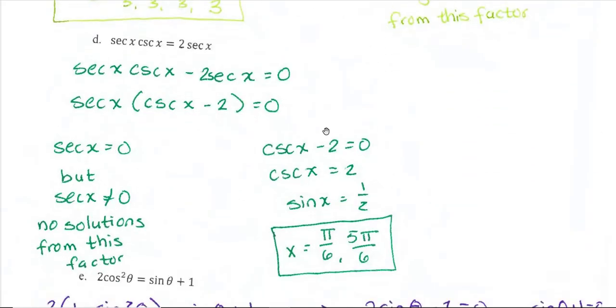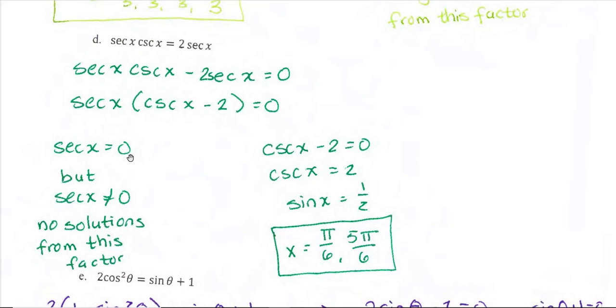Here we have secant of x times cosecant of x equals 2 secant of x. Get everything on one side of the equal sign, 0 on the other. So I'll subtract 2 secant of x from both sides. Notice they both have a common factor of secant, so we pull the secant out, and we set the factors equal to 0. Secant of x equals 0.